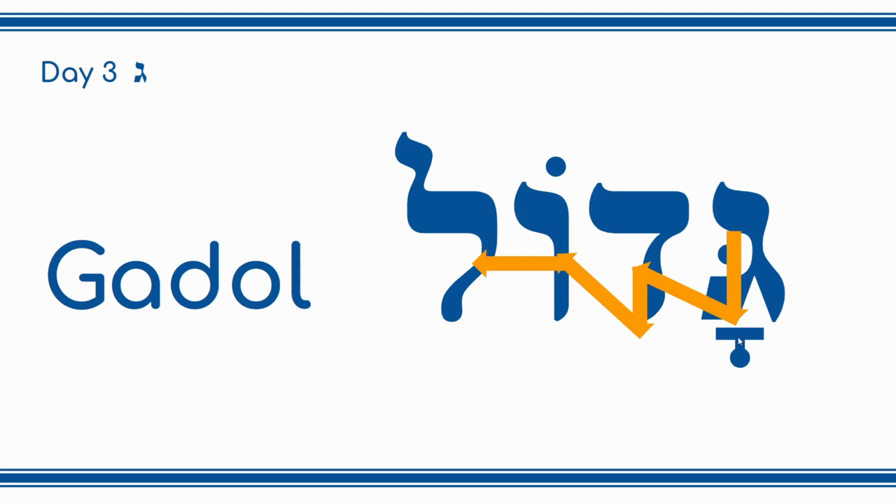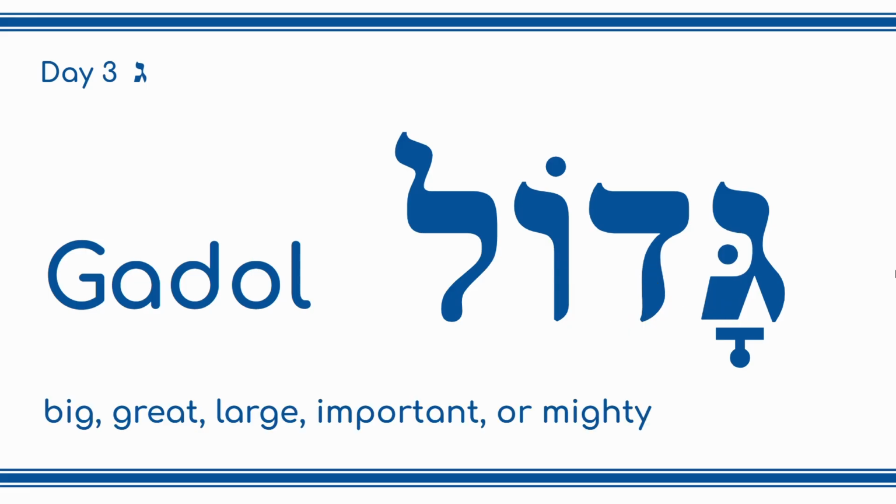So ga-do, that's how you pronounce it. Okay? And this word means big, great, large, important, or mighty. So it can have a range of meaning depending on the context.